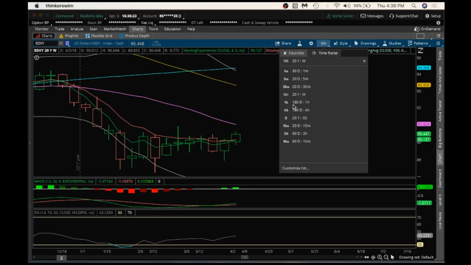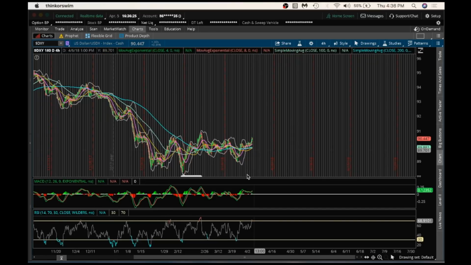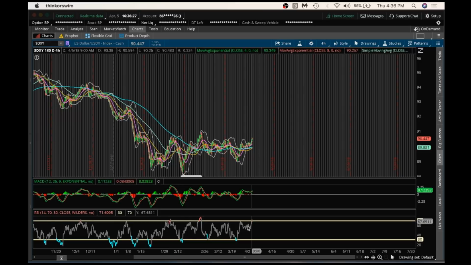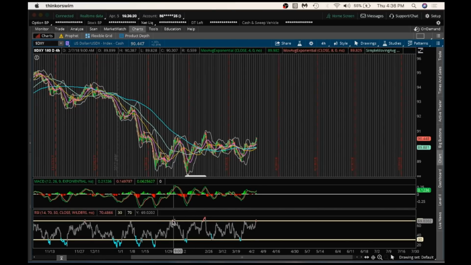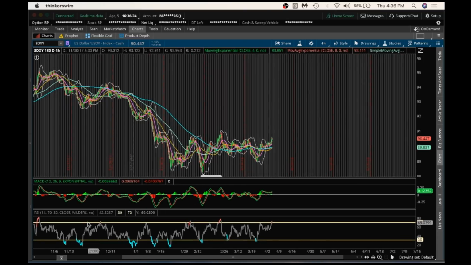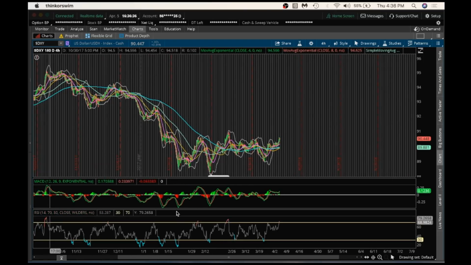What I'll also be watching for as we get to this weekly resistance here is going to be this 4-hour RSI on the US dollar. 4-hour RSI right now is a little overextended. It's over 70 here, and you can historically see here at those levels we're getting pretty close to some pretty extended levels here on the RSI.